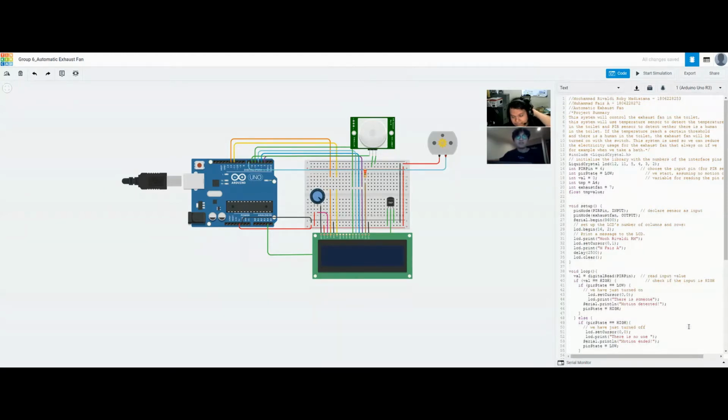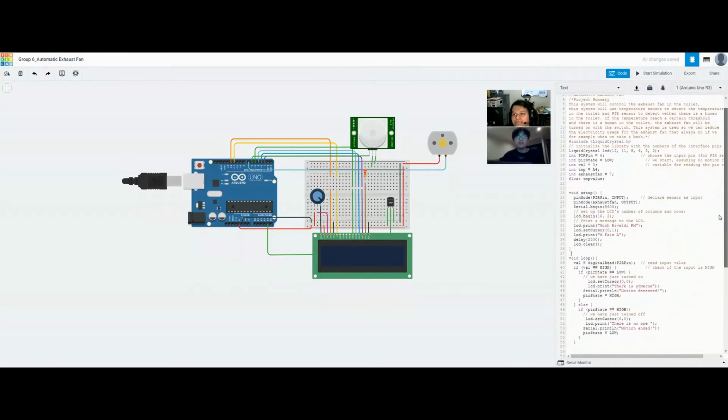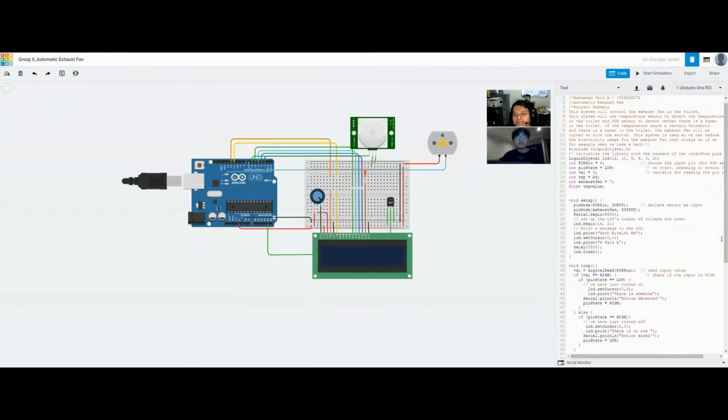Thus, this project is made to reduce the electricity usage and for the convenience of its user, to make sure the exhaust fan is turned on when it's needed. This project will control the exhaust fan in the toilet. The project will use a temperature sensor to detect the temperature in the toilet and a PIR sensor to detect whether there's a human in the toilet. If the temperature reaches a certain threshold and there is a human in the toilet, the exhaust fan will be turned on with a switch.